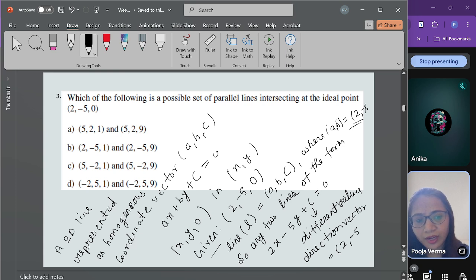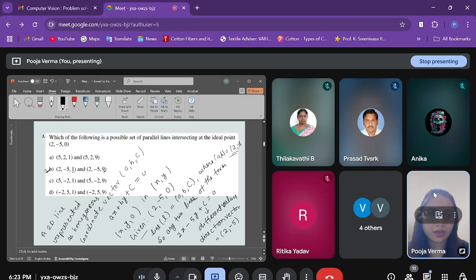2 minus 5, and c can have different values. So which options can be a correct answer? Which have 2 minus 5 and different values of c. Only option B matches 2 minus 5 1, with c values 1 and 9. So they will intersect at the ideal point. Okay, so option B is the correct answer for this question.